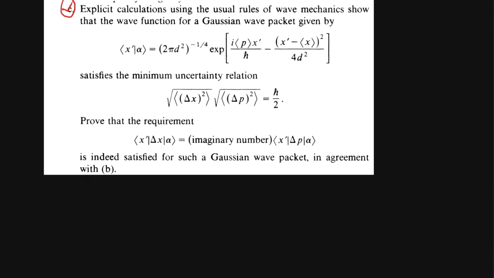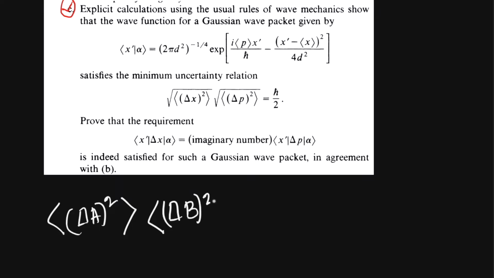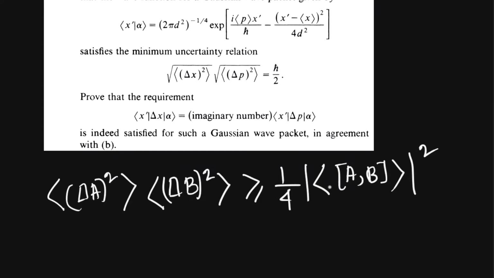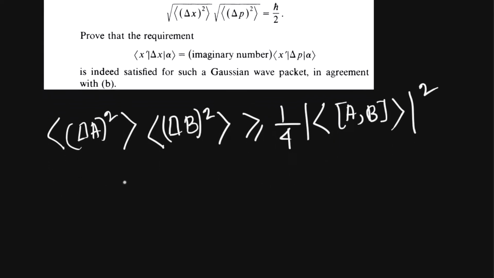So what is the generalized uncertainty relation? That is, the expectation value of delta A squared times the expectation value of delta B squared should be greater than or equal to 1 by 4 of the expectation value of the commutator of A and B, its square. So let us check that.